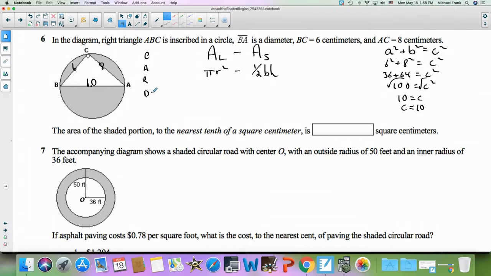But that means that the diameter of the circle is 10, which means the radius is half of that, and that the area is going to be the radius squared pi. So 25 pi is the area of the circle.